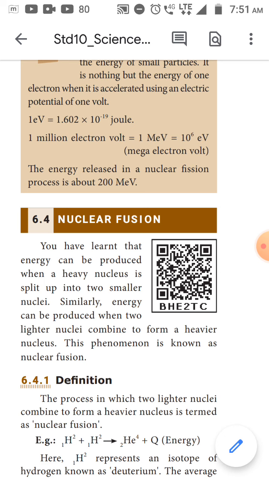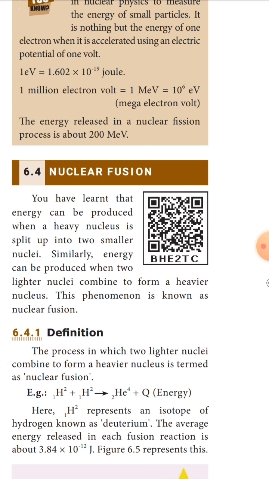Nuclear fusion. We have learned that energy can be produced when a heavy nucleus is split into two smaller nuclei. Similarly, energy can be produced when two lighter nuclei combine to form a heavier nucleus. This phenomenon is known as nuclear fusion.